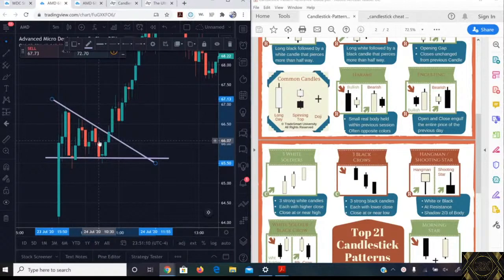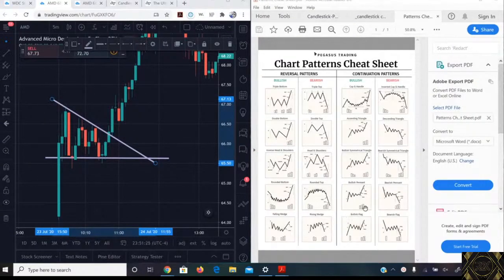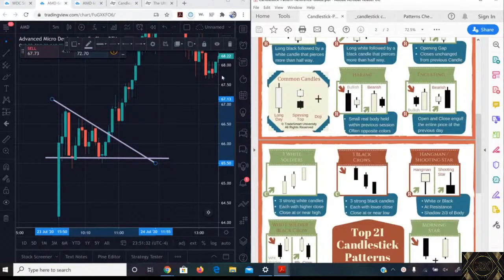When you combine these with chart patterns, these can be very powerful. So you can see we have a bull flag here, which is also called a bullish pendant. Same thing if we're looking at the cheat sheet over here. So with that said, now what are some things you want to look for? You want to look for a breakthrough with strength.